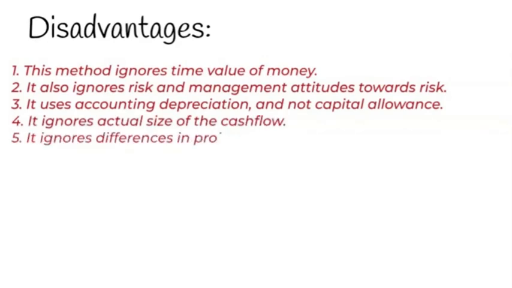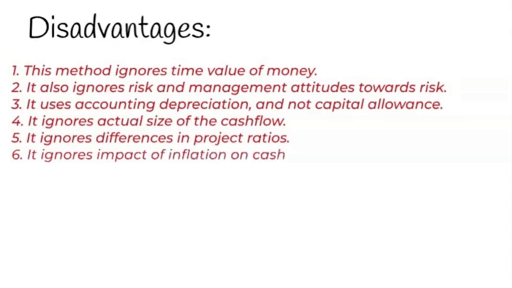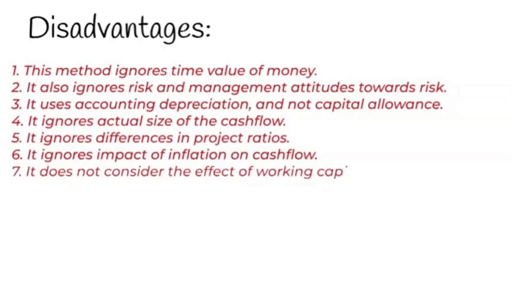3. It makes use of accounting depreciation instead of a more relevant capital allowance. 4. The approach ignores the actual size of the cash flow. 5. The method ignores differences in project ratios. 6. It ignores the impact of inflation on project cash flow. 7. The approach will not consider the effect of working capital on the project viability.